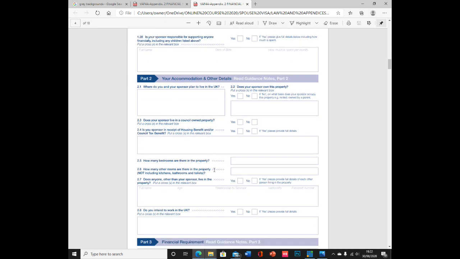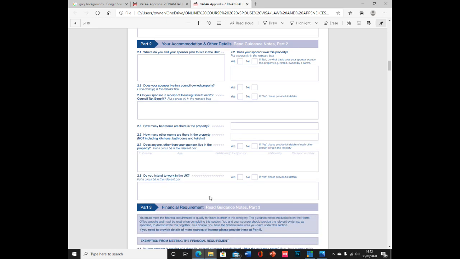How many bedrooms are there? How many bedrooms, not including kitchen and bathroom. Make sure these bedrooms match your accommodation report. Does anyone other than your sponsor live in the property? Any other people, their parents, their siblings, their children, if they are living there, you must mention their full name, age, relationship to sponsor, nationality, and their passport number.